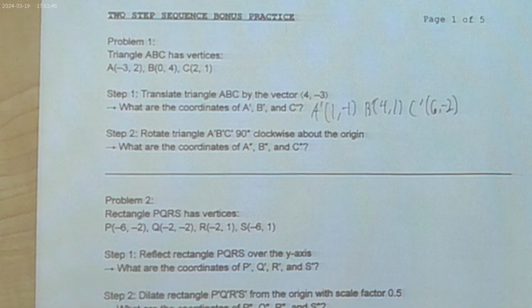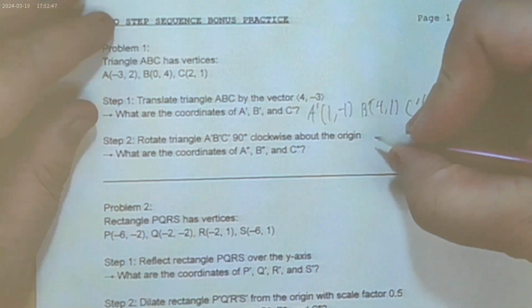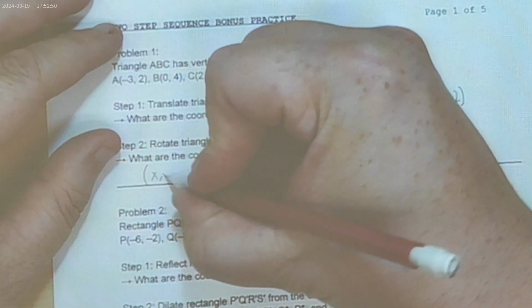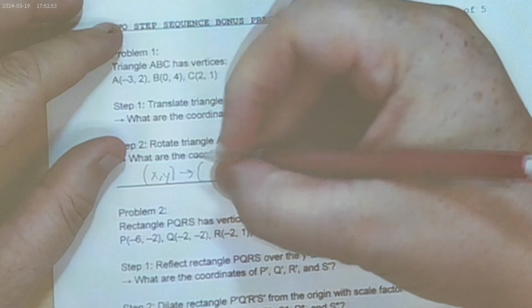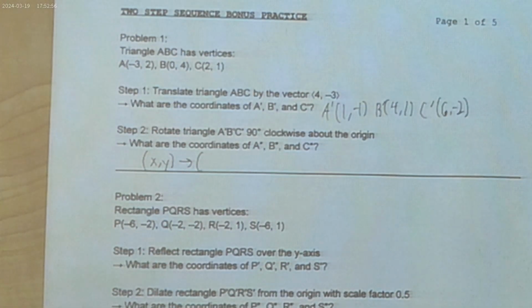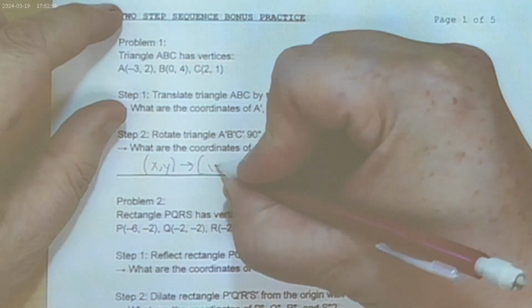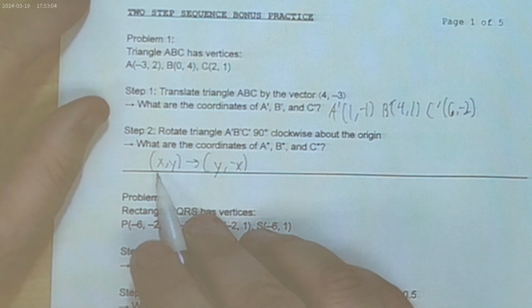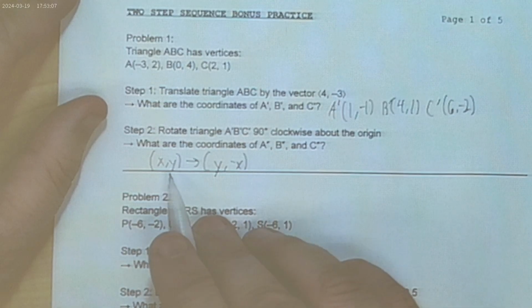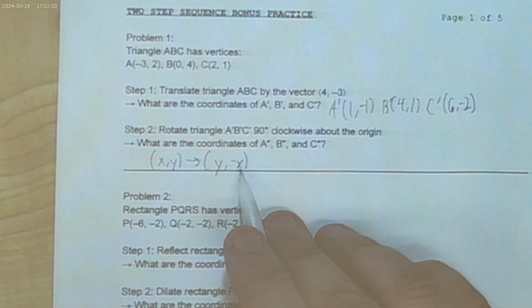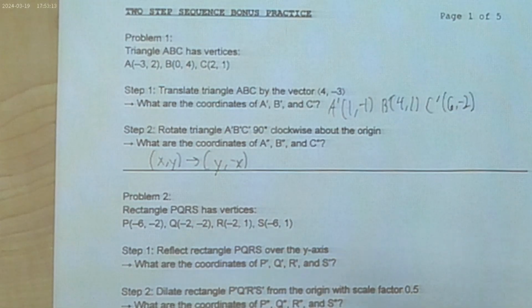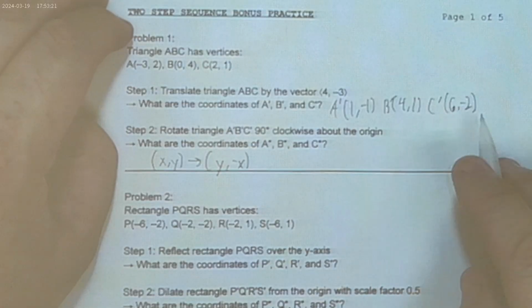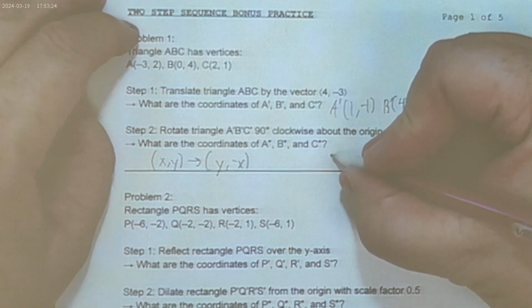So clockwise about the origin, the transformation for that one, as a reminder, is that (x, y) becomes (y, -x). So whatever your X is, it becomes whatever your Y was, and whatever your Y was becomes -X, the old X. So it sounds like you're describing a grandpa at a rest home. It's an old X, but anyway. So we've got these points here. We've got our transformation, so let's see what we've got.